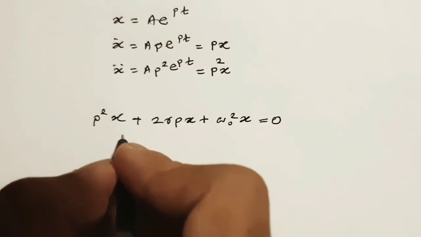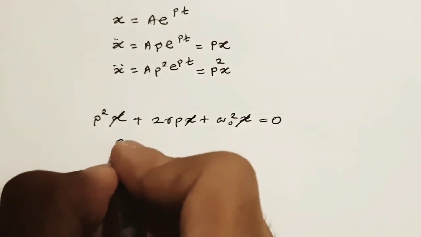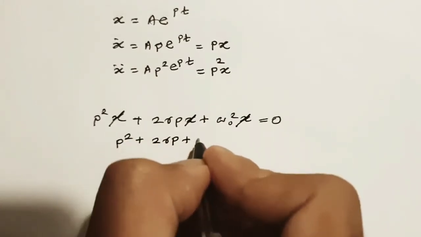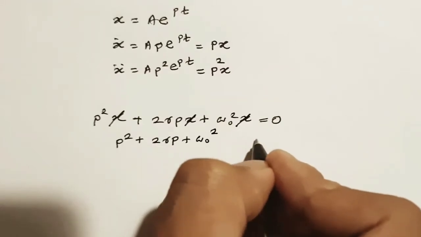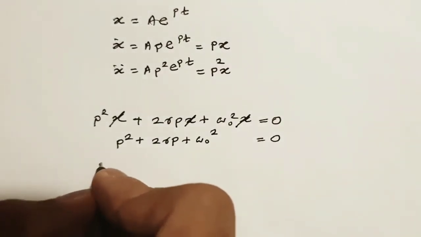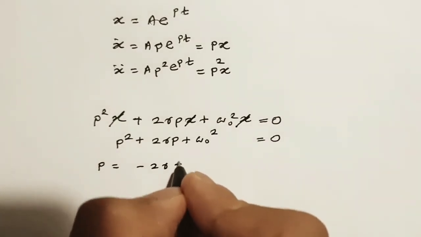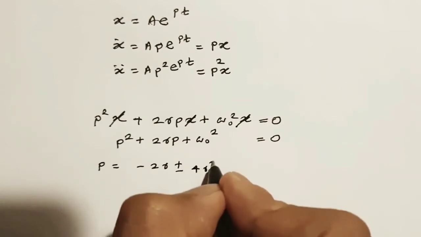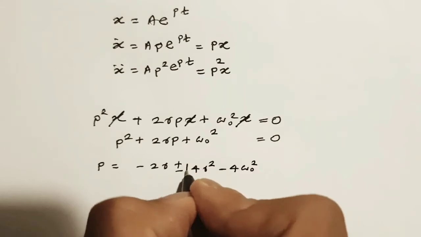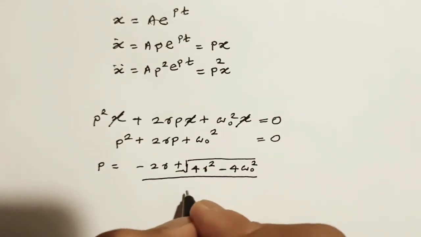We know that this particular x term would be cancelled off. So we would be obtaining p squared plus 2 gamma p plus omega naught squared, which is equal to 0. From the formula we can obtain that p is equal to minus 2 gamma plus or minus the square root of 4 gamma squared minus 4 omega naught squared, over 2.